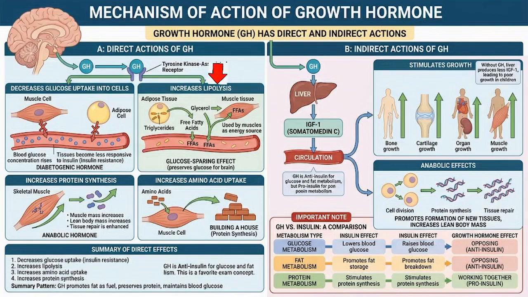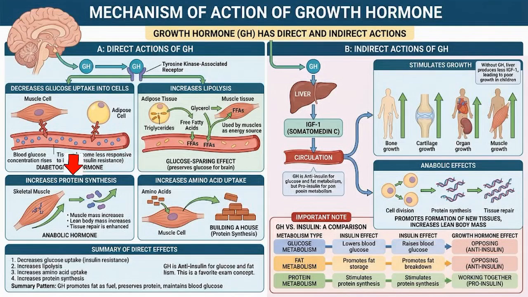2. Increases lipolysis. Growth hormone stimulates the breakdown of triglycerides stored in adipose tissue. This process is called lipolysis. When triglycerides are broken down, they release free fatty acids and glycerol. These free fatty acids are then used by muscles and other tissues as an energy source. By encouraging fat utilization, GH helps preserve glucose for organs that depend heavily on it, such as the brain. This is known as the glucose-sparing effect.